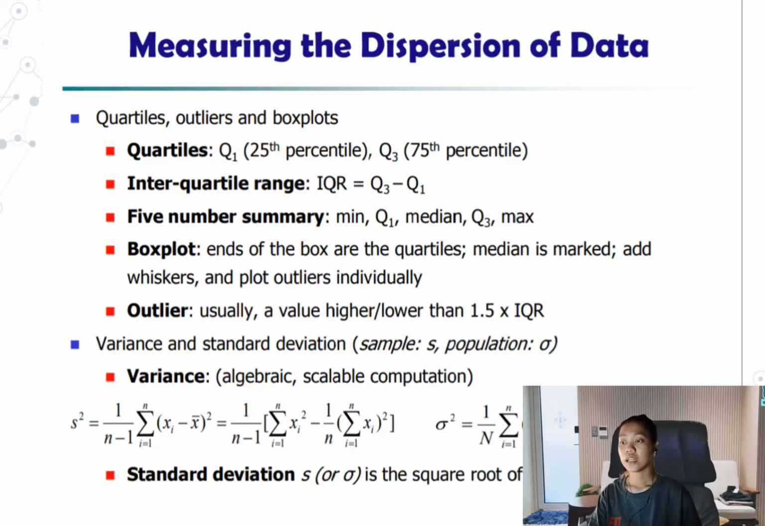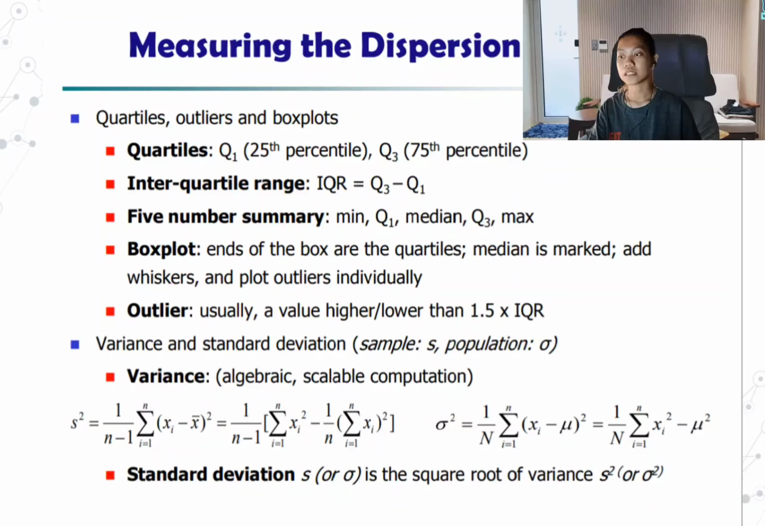Next, outliers: usually a value higher or lower than 1.5 times the IQR. Then variance and standard deviation. Sample is S, population is sigma. The variance has an algebraic, scalable computation. So this is the formula. Then the standard deviation, S or sigma, is the square root of the variance, S squared or sigma squared.